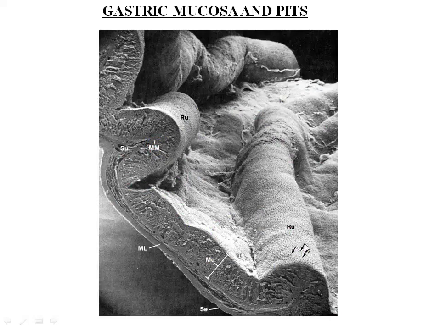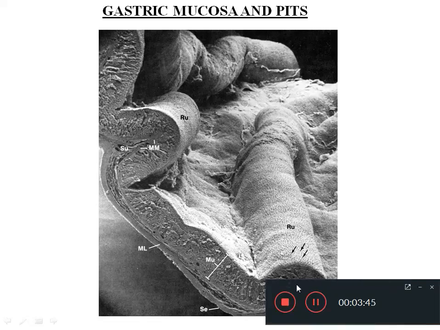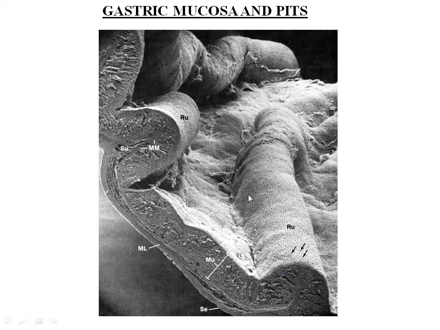Now the stomach portion has been shown under the electron microscope. You will see this rough surface, which indicates the openings of the gastric pits over the surface. All this rough appearance indicates the opening of gastric pits. Here are the muscularis mucosa, submucosa, muscularis externa and the serosa.